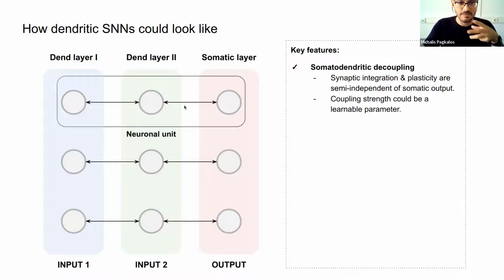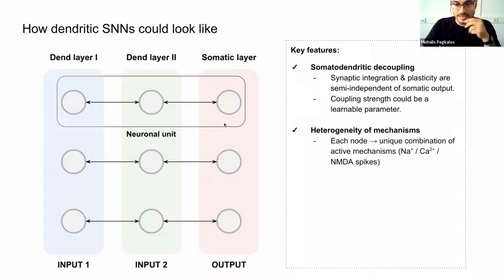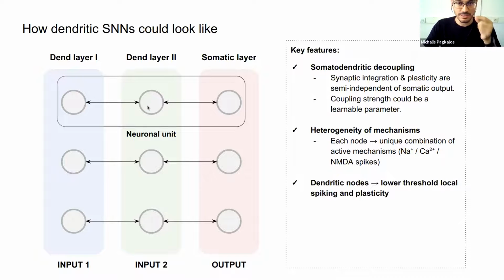We can have this as a learnable parameter and have, let's say, a heterogeneous somatodendritic decoupling in a neural network. Another thing that is really important is that each node can have a unique set of active mechanisms. You can have sodium or calcium or NMDA spikes, all of which contribute differentially to the global function of the neuron. Another thing is that because these dendritic nodes are usually thinner and smaller, they are more excitable. Thus, they have a lower threshold for local spiking and plasticity.